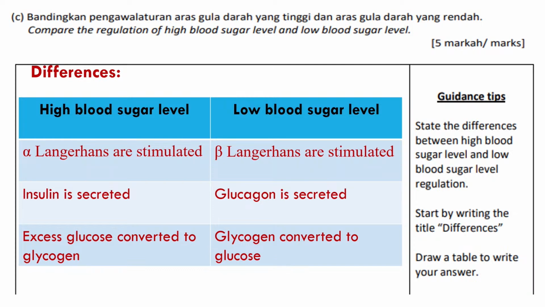For high blood sugar level, the alpha Langerhans are stimulated, while for low blood sugar level, beta Langerhans are stimulated. Here insulin is secreted, while for low blood sugar level, glucagon is secreted. For high blood sugar level, excess glucose is converted to glycogen, while for low blood sugar level, glycogen is converted to glucose.